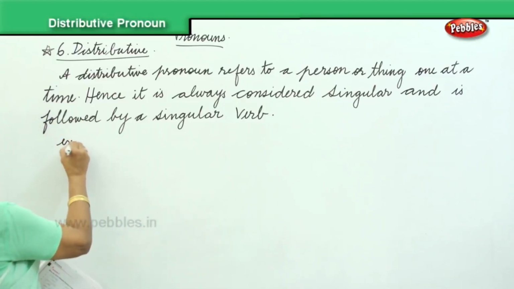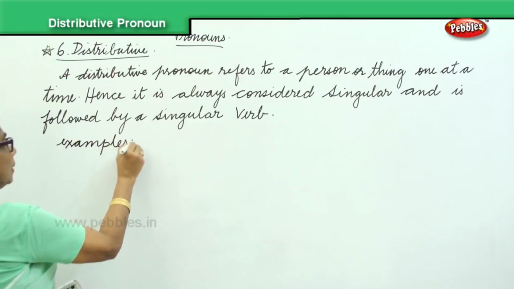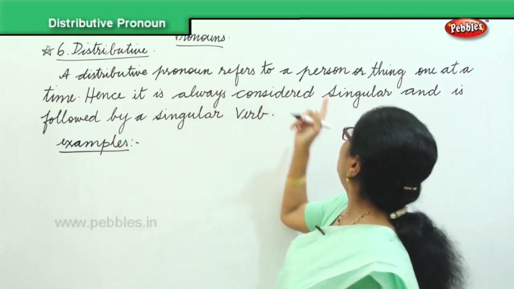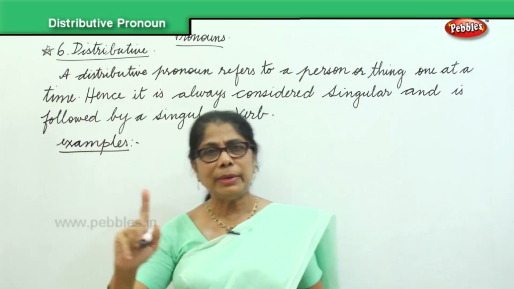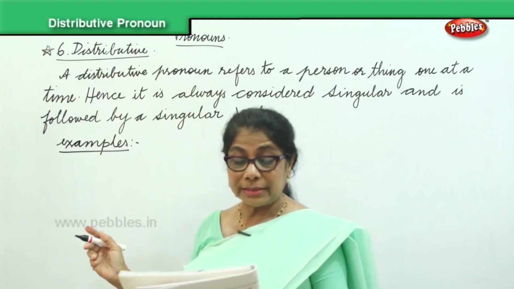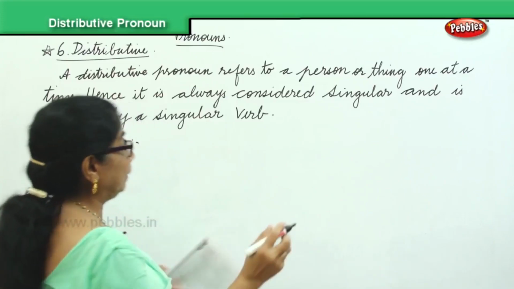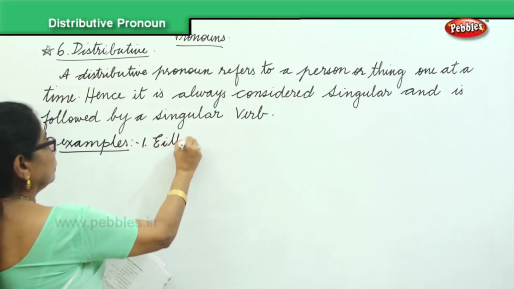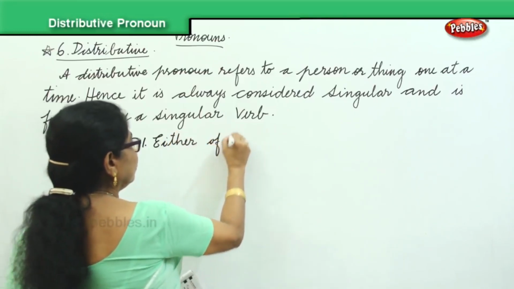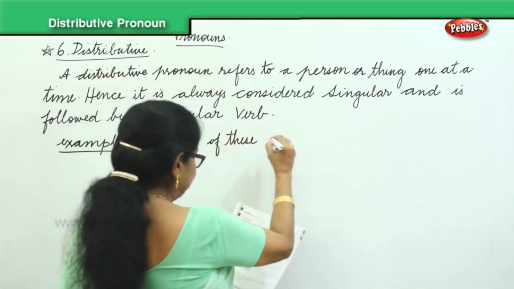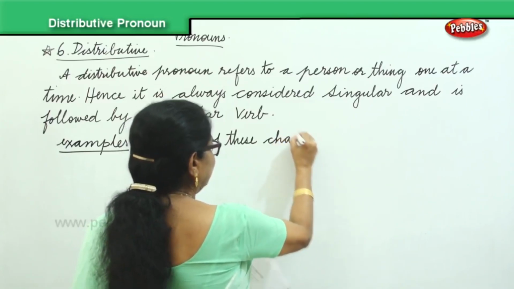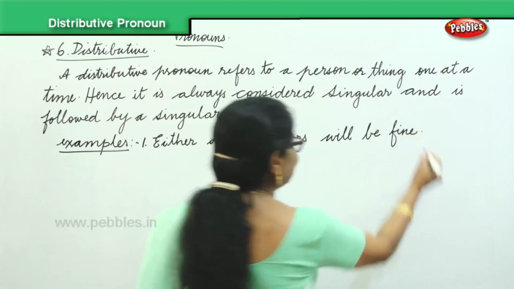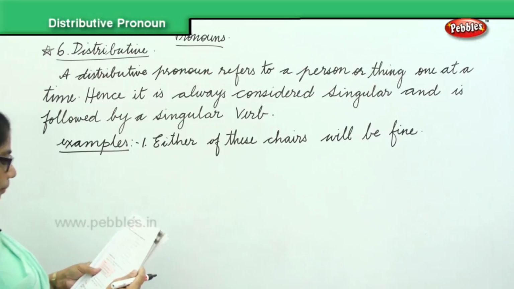Now let's look at some of the examples I have for you. Examples will help us to understand the distributive pronoun better. What is the distributive pronoun? A distributive pronoun refers to person or thing one at a time. It's always singular followed by a singular verb. The first example I have here is, either of these chairs will be fine. I'll write the sentences first, then we'll look at them together.